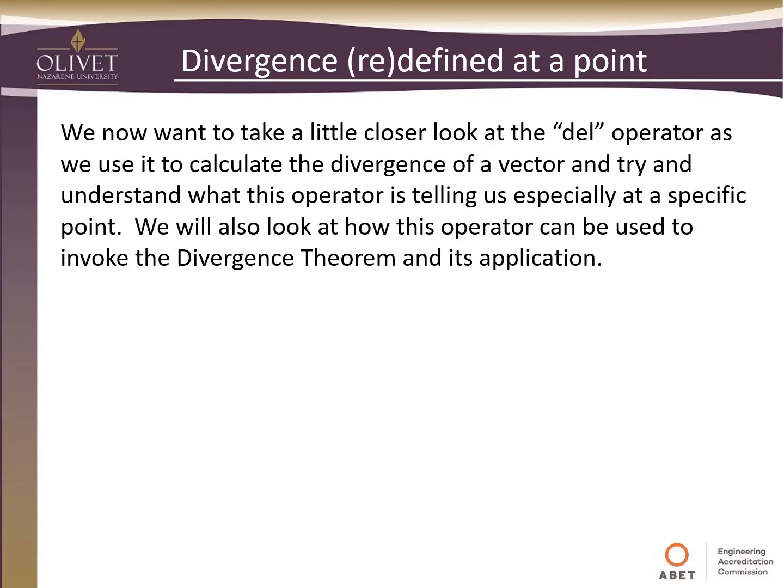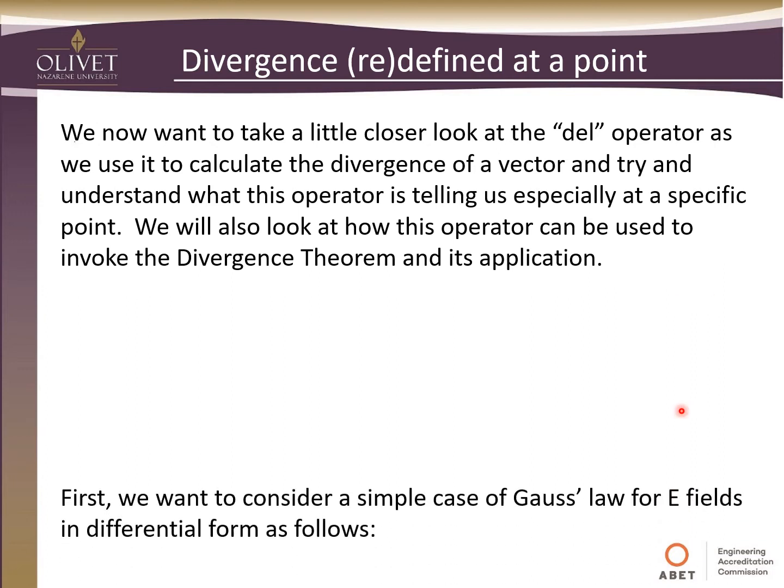So divergence defined or redefined at a point. We now want to take a closer look at this del operator. We've introduced that a few lectures back, and I think we've learned how to use it, but we use it to calculate the divergence of a vector. So we want to try to understand what this operator is telling us specifically in layman's terms. So we want to look at how this operator can be used to invoke the divergence theorem and its application.